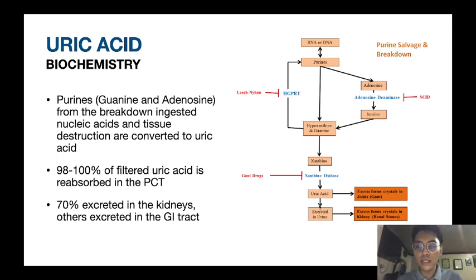And then mostly are excreted in the urine. So 98 to 100% of the filtered uric acid is reabsorbed in the proximal convoluted tubules. So 70% are excreted in the kidneys and others are excreted in the GI tract. Okay, so remember nyo ito na pathway because we will talk about that later again.